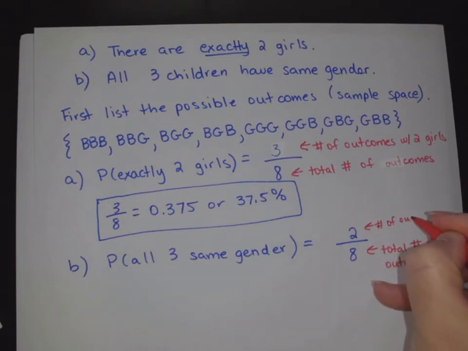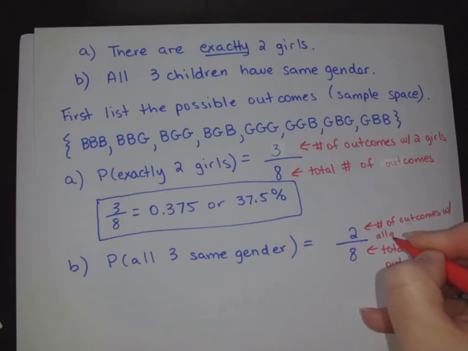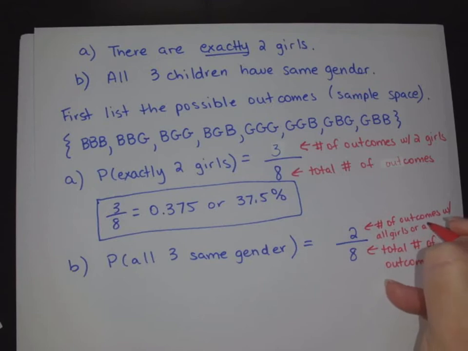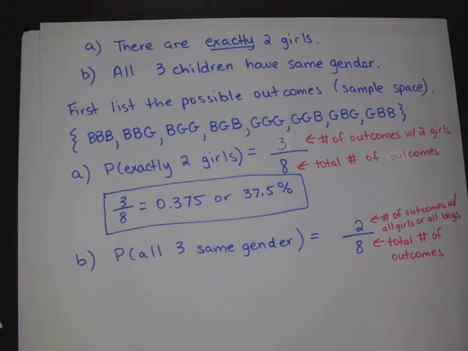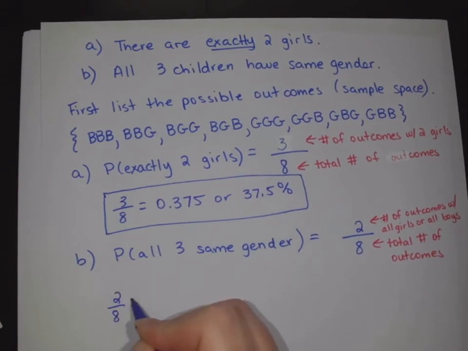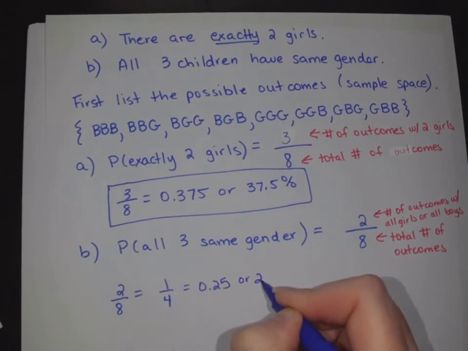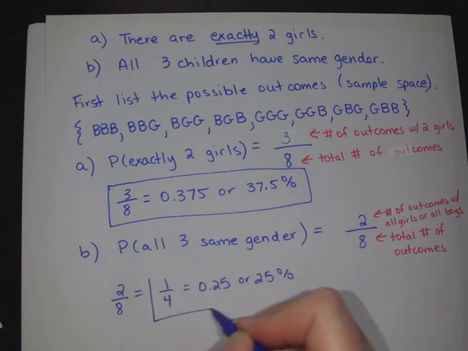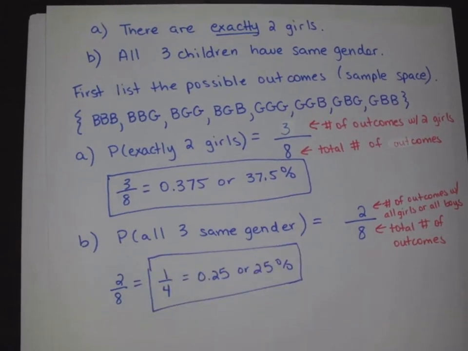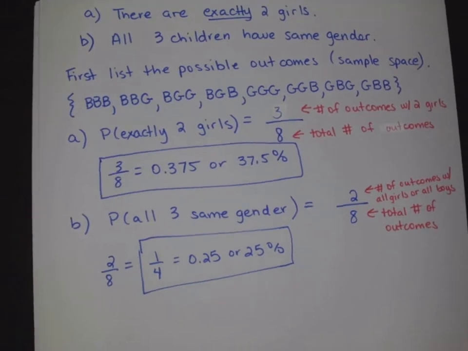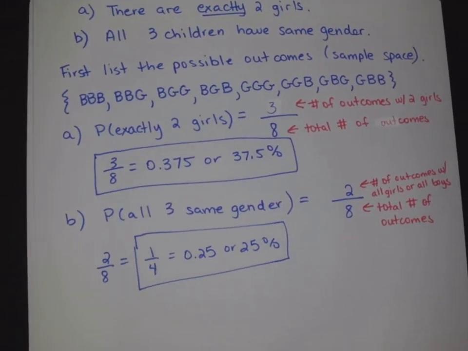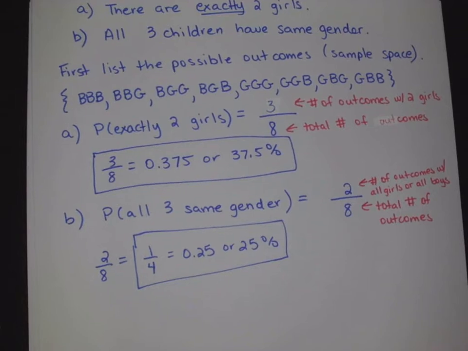Okay. So this is the number of outcomes with all girls or all boys. Okay. When you give the answer in fraction form, try to reduce it. Notice 3/8 didn't reduce, but this one does reduce to 1/4, so we'll go ahead and do that, which is 0.25 or 25%. Okay. So sometimes probability can be found just that simply. You just have to list out all the possibilities and then come up with your ratio.